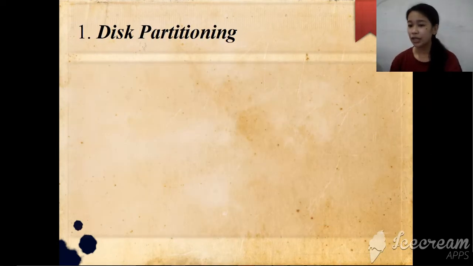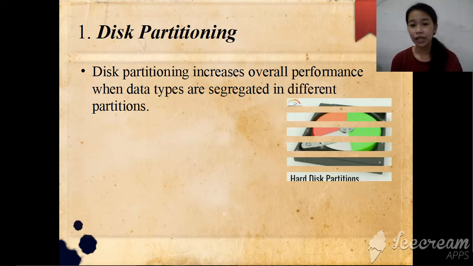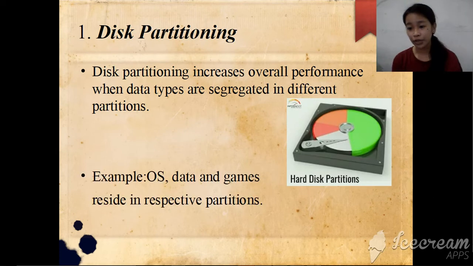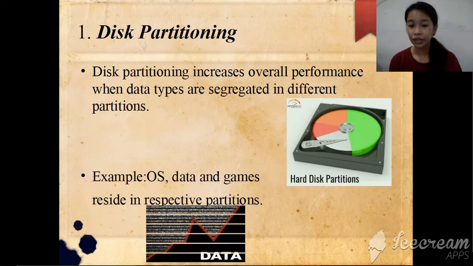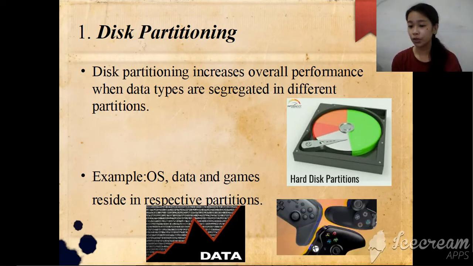Now, let's take a look at some important disk performance parameters in a little more detail one at a time. The number one is disk partitioning. This partitioning increases overall performance when data types are segregated in different partitions. For example, OS, data, and games reside in respective partitions. The magnetic heads move within a partition while loading a particular program and don't traverse across different partitions.